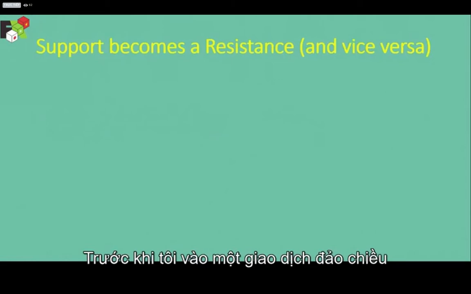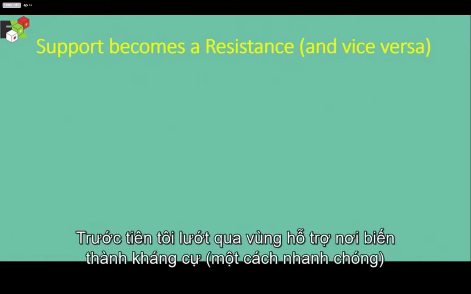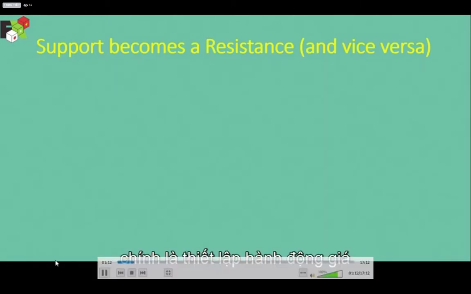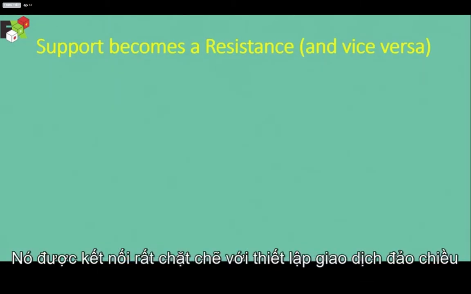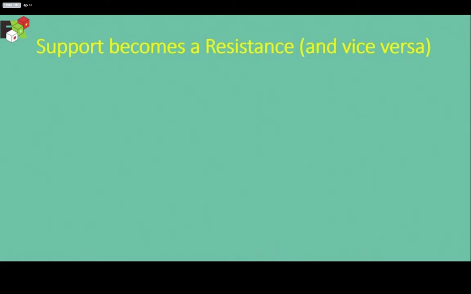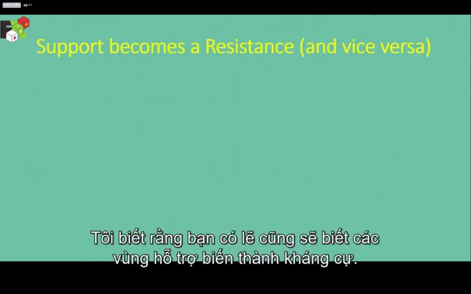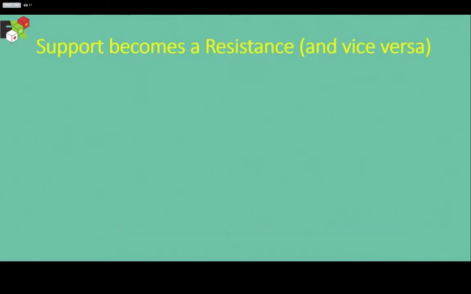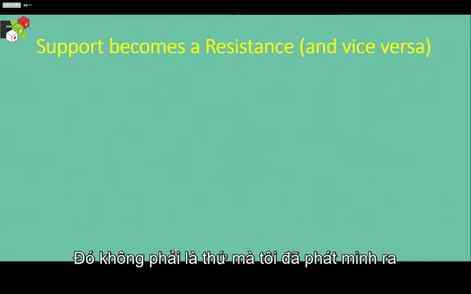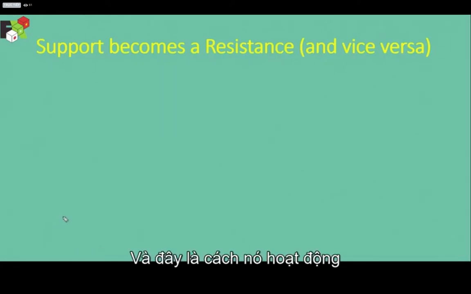Before I jump into the reversal trades, let me first go through the support becoming resistance setup very quickly. It's a price action setup and it's very closely connected to the reversal trade setup. I know that a lot of you probably know the support becoming resistance setup. It's a widely known setup. It's not something that I invented, and this is how it works.